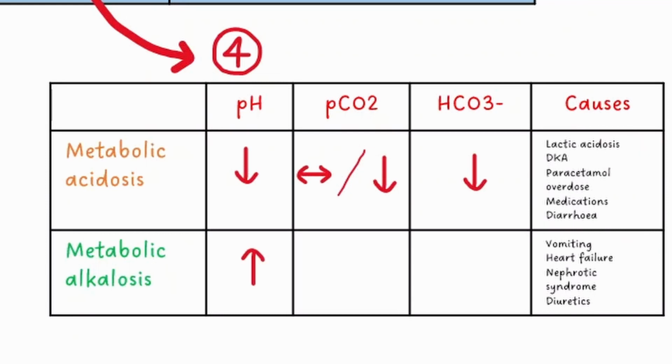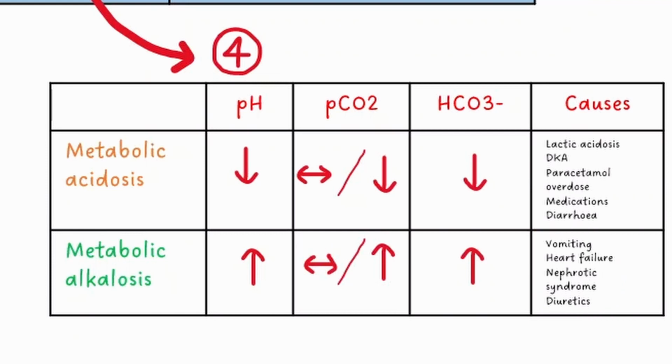Metabolic alkalosis is a result of bicarbonate levels being too high. Here, carbon dioxide will either be normal or high to try and compensate. This can be caused by loss of acid from the digestive tract, for example, in vomiting, or from being lost via the kidneys, in heart failure, nephrotic syndrome, or with diuretic use.